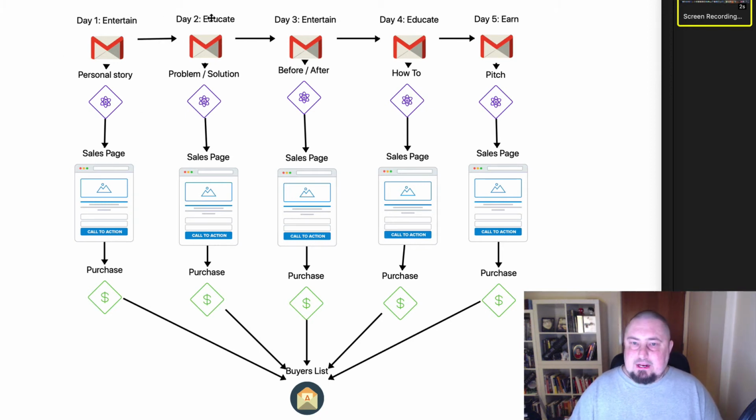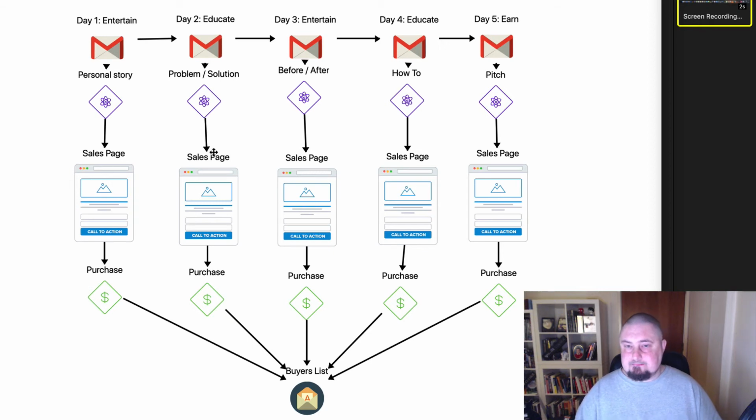On day 2, we educate. So maybe we highlight a problem that is again relevant to the blog post that they first found. So everything is kind of segmented. I'll speak about segmentation in a second, but we highlight a problem and a solution, and again we link to that sales page. Now this can be the same offer as the first email. It can be completely separate, but still relevant to your audience. It's entirely up to you how you want to play it.